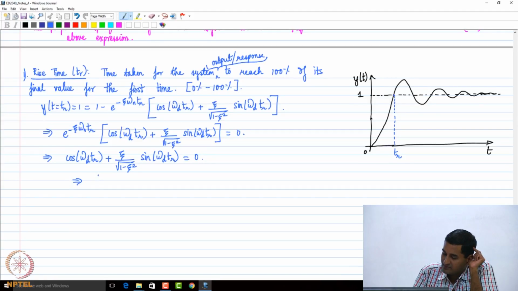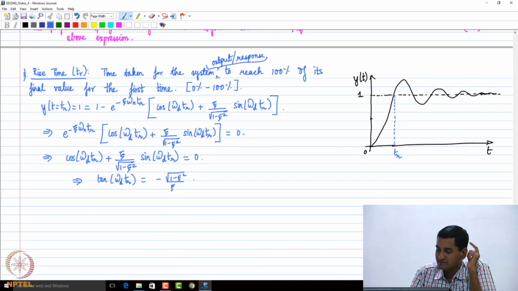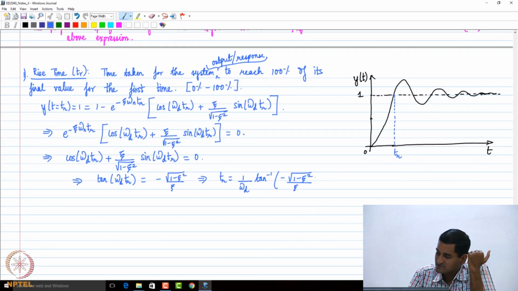We have tan omega d tr equal to what? Minus square root of 1 minus zeta squared by zeta. Am I correct? I just took terms to the other side and then cross multiplied. Sine by cos is tan, right? So am I correct in this? So this implies that tr is equal to 1 divided by omega d tan inverse of minus square root of 1 minus zeta squared by zeta.